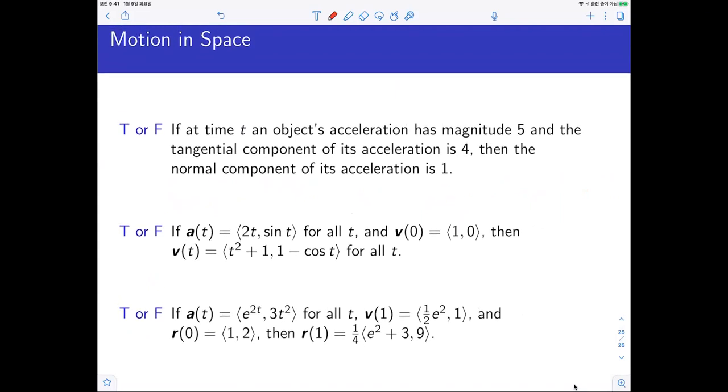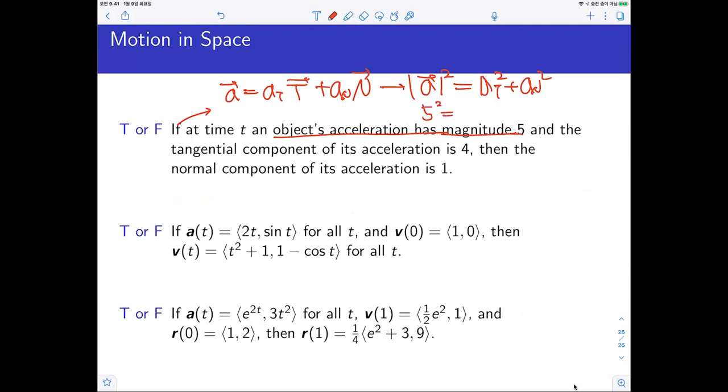And here, at time t, the object's acceleration has magnitude 5. In this problem, we use this formula: a is a_T T plus a_N N. And this implies the magnitude squared of a is a_T squared plus a_N squared. In this case, this is 5 squared, and your tangential component is 4, so this is 4 squared, and the normal component is 1. So since this identity does not hold, this is false.